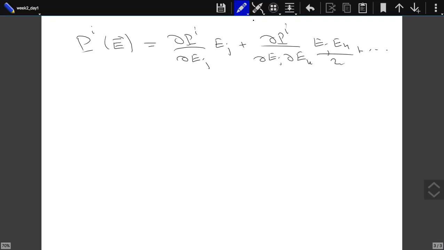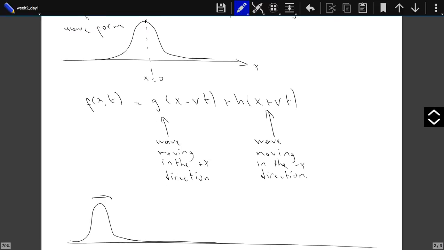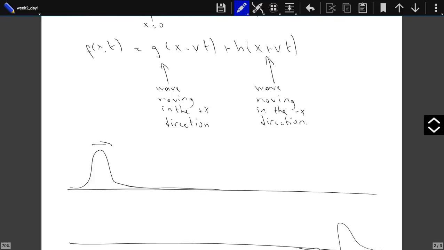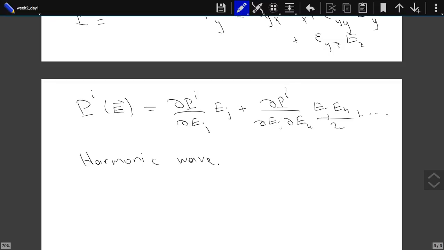Now we started with waves, linear waves. We said that, okay, here we have a linear wave. There are special kinds of waves, what we call harmonic waves. Now, what we call harmonic waves are waves that can be written as cosines or sines.